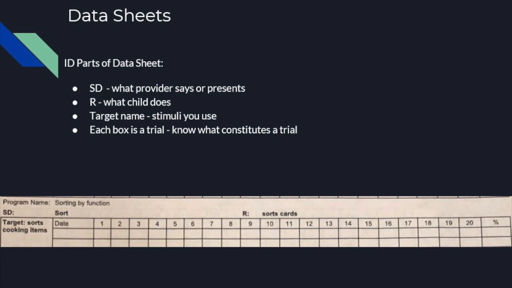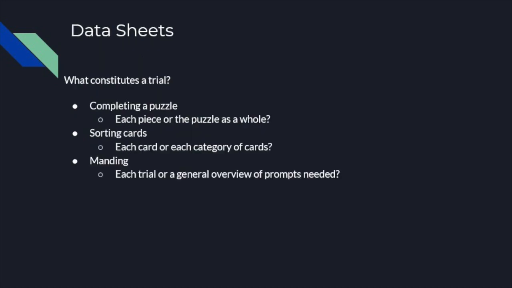On this data sheet, all the trials are numbered 1 through 20, and you would take the trials horizontally. What constitutes a trial might change depending on the goal that you have in mind. A couple examples of common errors that I have seen as a supervisor is staff misunderstanding what constitutes a trial when completing a puzzle, sorting cards, and for manding.